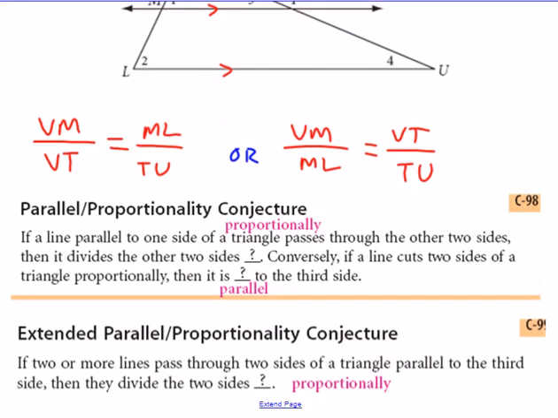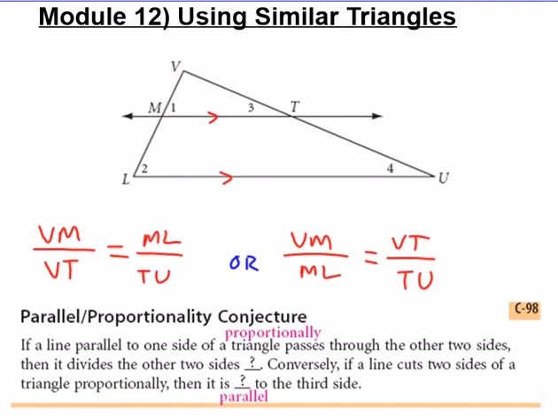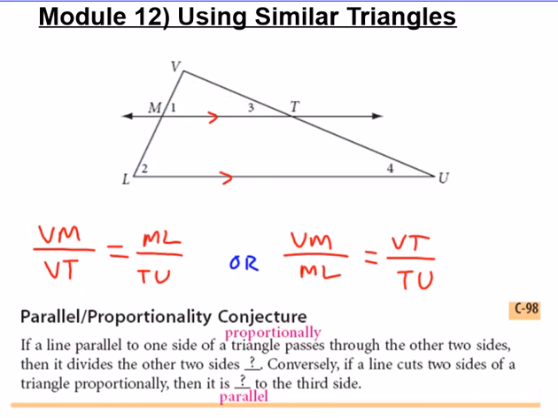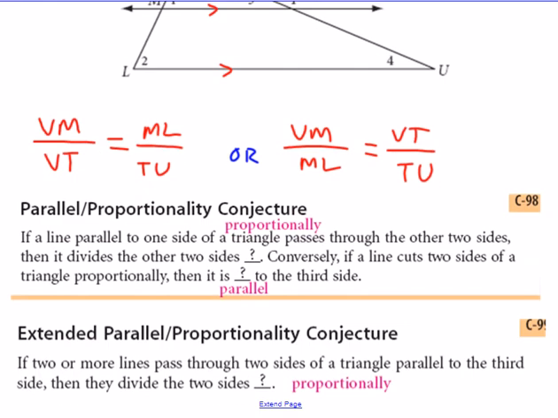And this last conjecture here just says that if I had more than one parallel line, if I were to throw in another one and another one, all these new small mini segments would still be proportional. You know, VM, and then this one here that's not named, this next one, this next one. I could make a proportion with any one of those smaller segments, as long as all the lines are parallel. Okay.